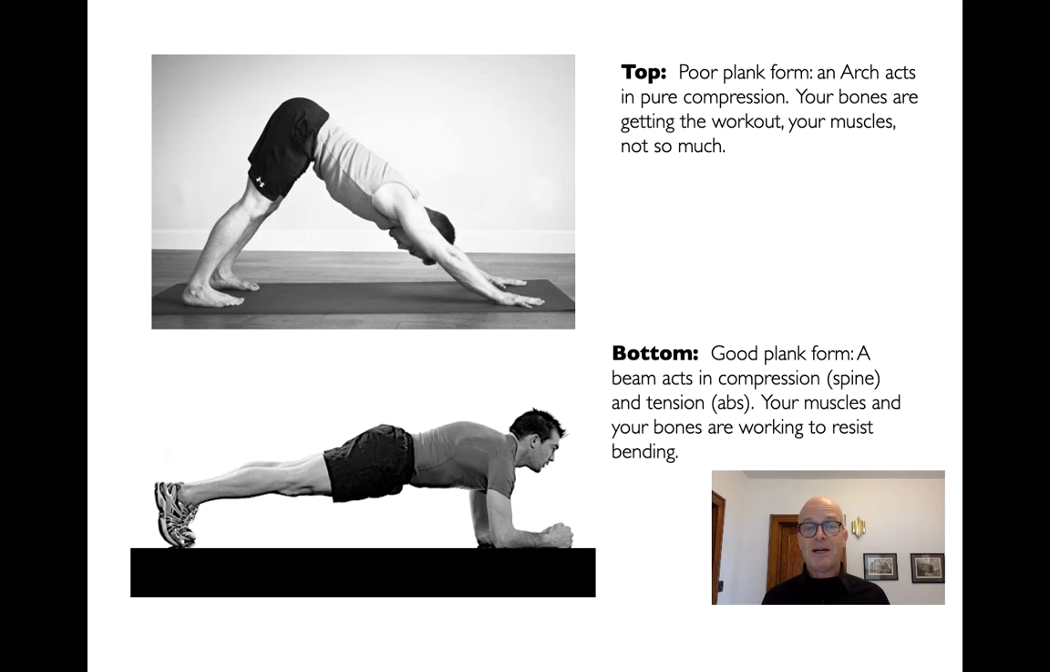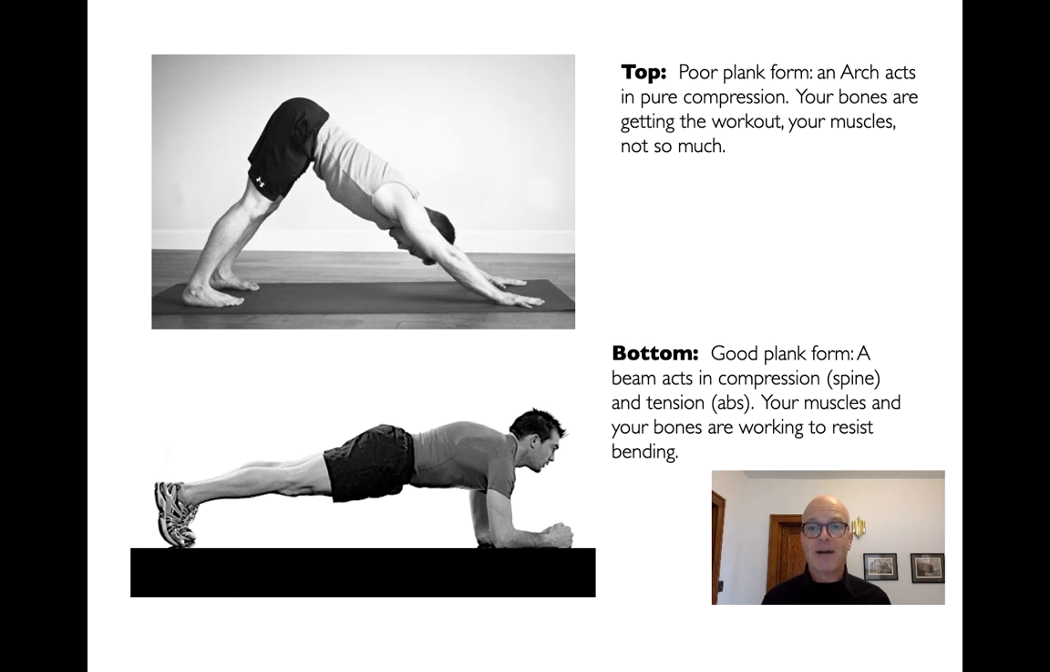If you do a plank that's more like a pike, like you see on the top, your body is acting more like an arch. More of your body is in compression, and that is not going to do your muscles any good, right? That is going to be carried entirely by your bones, which are going to get the full brunt of the workout. If, on the other hand, you have good plank form, right, your body is flat, then you will definitely feel that tension in your abs.